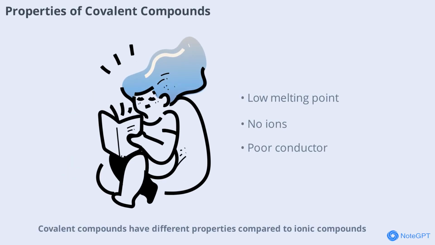Covalent compounds have different properties compared to ionic compounds. They are often gases or liquids at room temperature, have lower melting and boiling points, and do not conduct electricity in water. These differences arise because covalent bonds do not create charged particles. Understanding these properties helps us distinguish between covalent and ionic compounds in everyday life and laboratory settings.